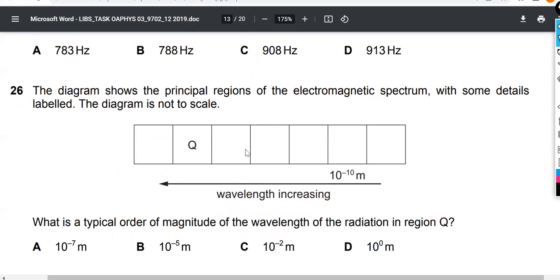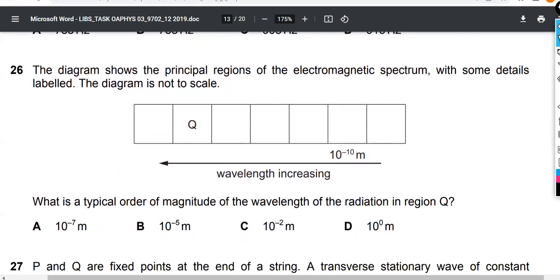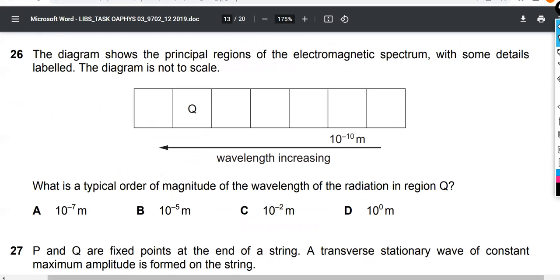The diagram shows the principal regions of the electromagnetic spectrum with some details labeled. The diagram is not to scale. And so they've labeled this region as 10 to the negative 10, and this is region Q, and we have to say what is a typical order of magnitude of the wavelength of the radiation in region Q.